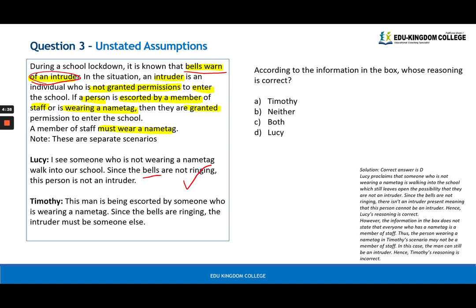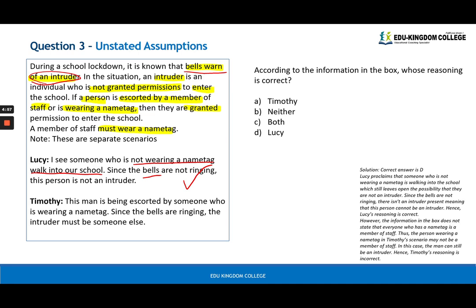So this is correct because if someone is not wearing a name tag and walks into our school, there could be an intruder and there might not also be. But because the bells are not ringing, we know that there is no intruder inside. Lucy is correct. Timothy says, this man is being escorted by someone who is wearing a name tag.